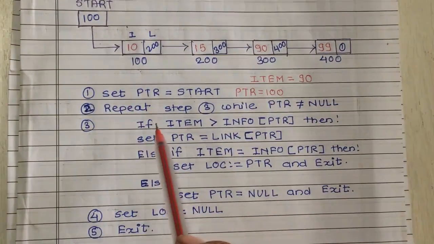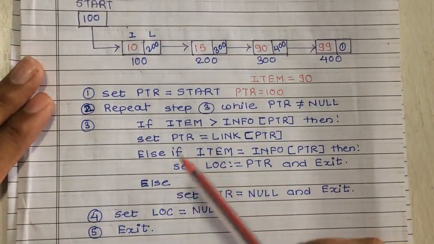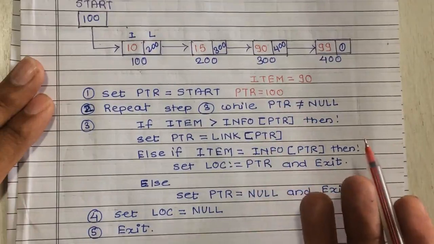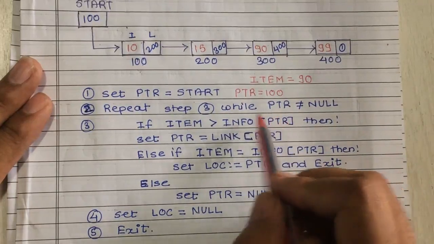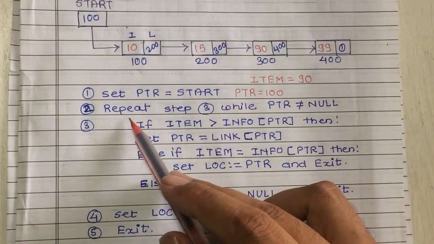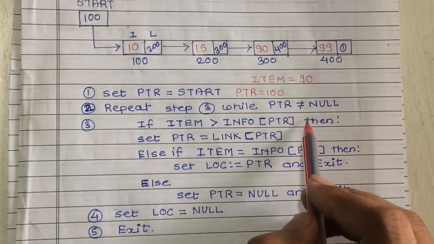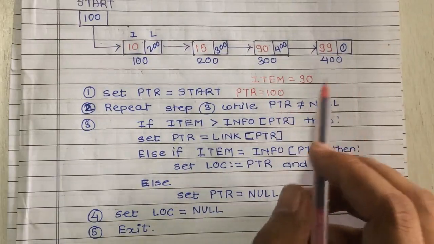Now we have to check whether the information at that location is equal to item or not. If it is equal to item, that means we have got the location of the element we are searching for. If it is not the same, then we move to the next node. This condition we have used. The second step is to repeat step 3 while PTR is not equal to null. Why we have used this condition, we have already discussed. Somewhere we have to stop.